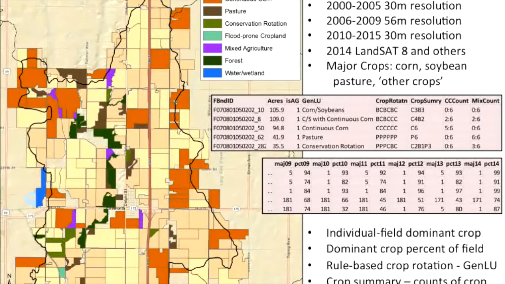We then wrote a rule-based set of programs that examines that crop rotation string and other pieces of information here, and assigns what we call a general land use. It's essentially a crop rotation string for each field, and you can see in this map how these things fall out. Bright yellow being a strict corn-soybeans rotation, and then various levels of continuous corn added in, and so forth.